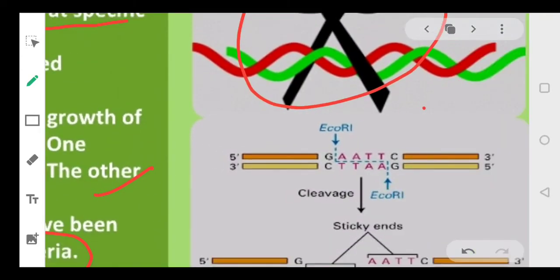First, we know that DNA is a double helical structure, so it will have 2 helices. One is running from 5 prime to 3 prime and the second is running from 3 prime to 5 prime. Now just look at this. There is an enzyme which is named EcoR1. This is a restriction enzyme, EcoR1. So it will cut the DNA from this side here and from here. So it will cut the DNA from these 2 specific places.